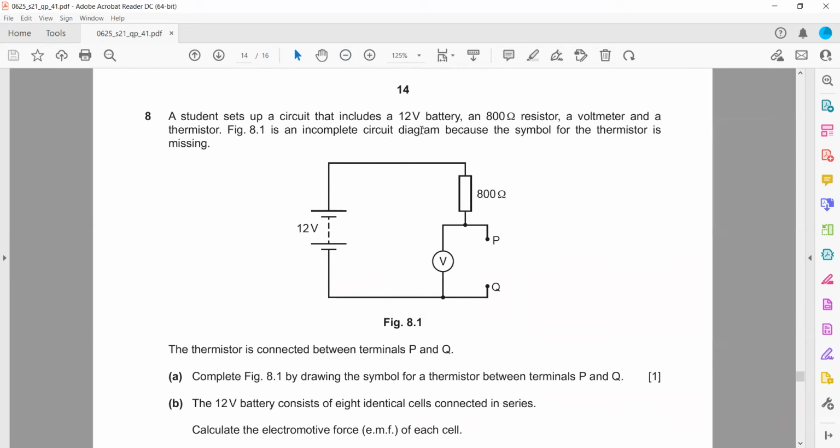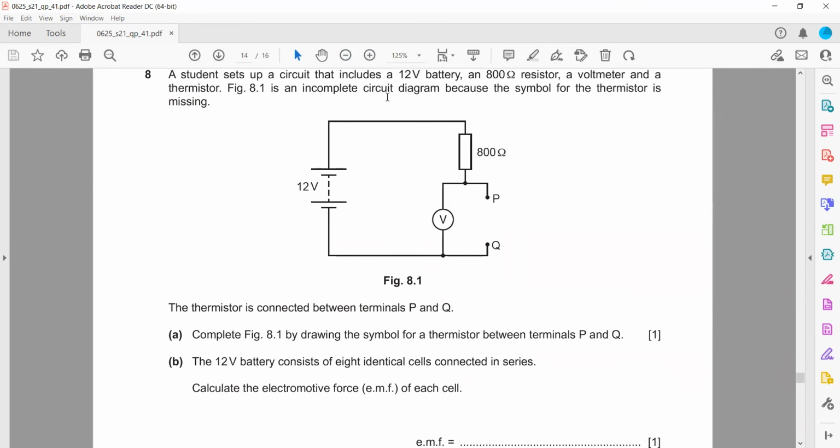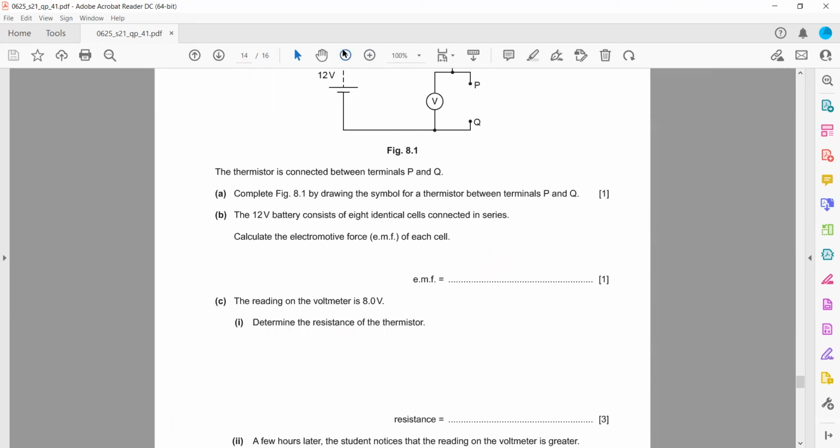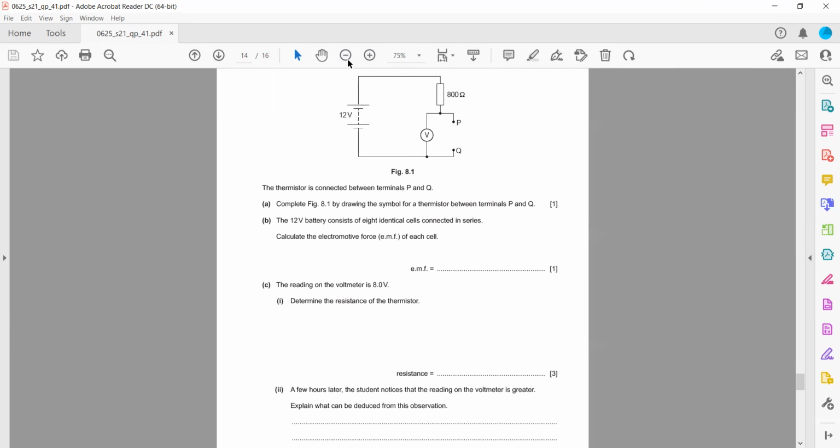In question 9, students set up the apparatus including a 12 volt battery and an 800 ohm resistor. Complete the figure by placing a thermistor. So you have to place the thermistor. This is the circuit symbol for a thermistor. A 12 volt battery consists of 8 identical cells. So a 12 volt battery contains 8 identical cells.